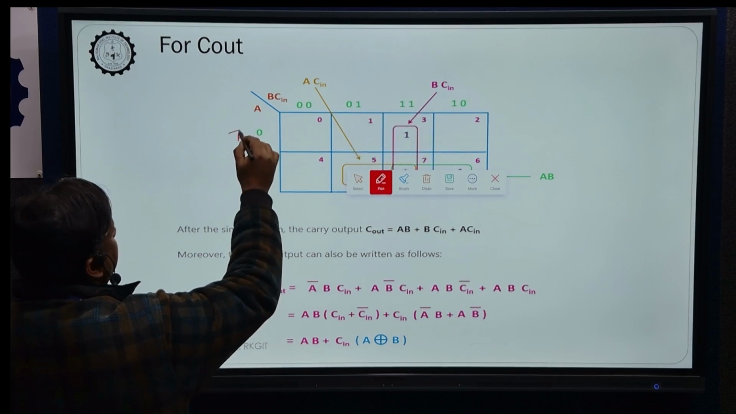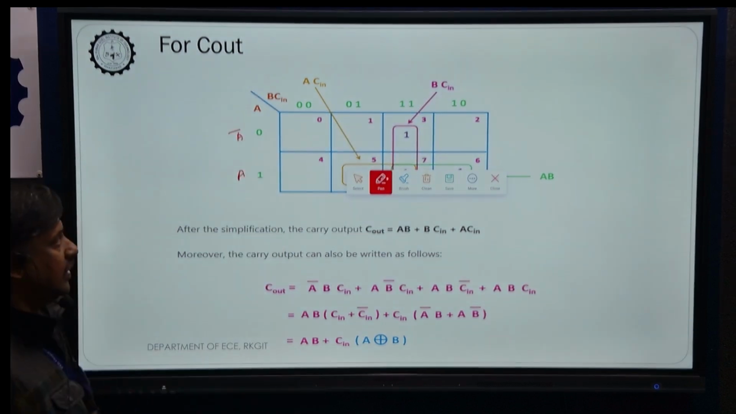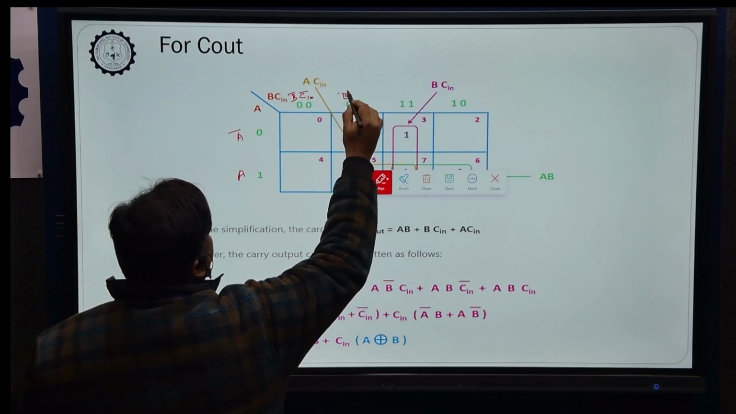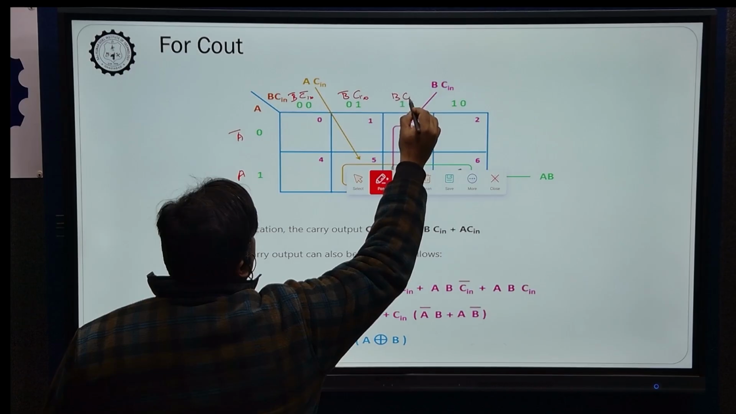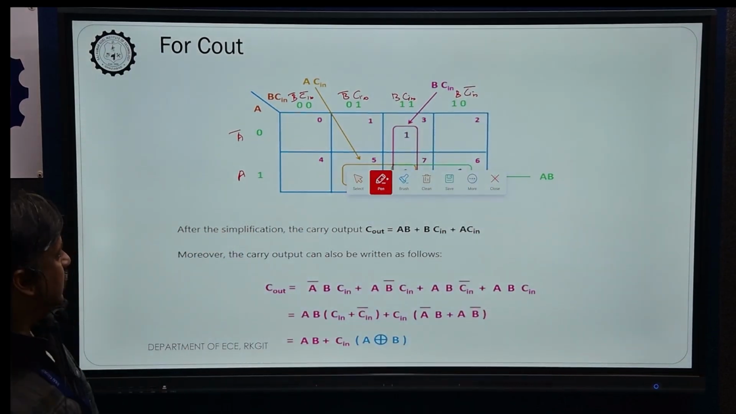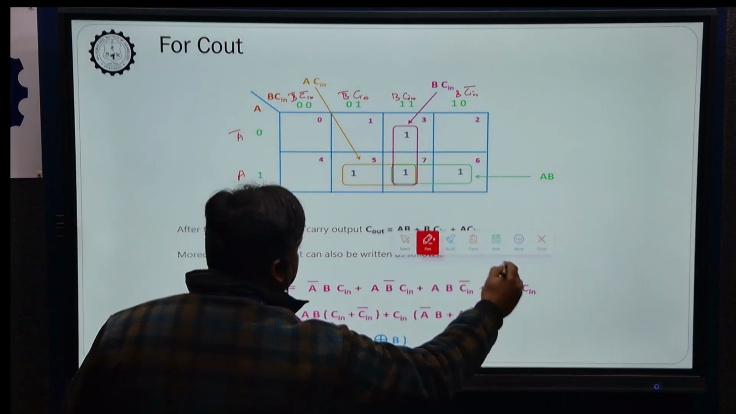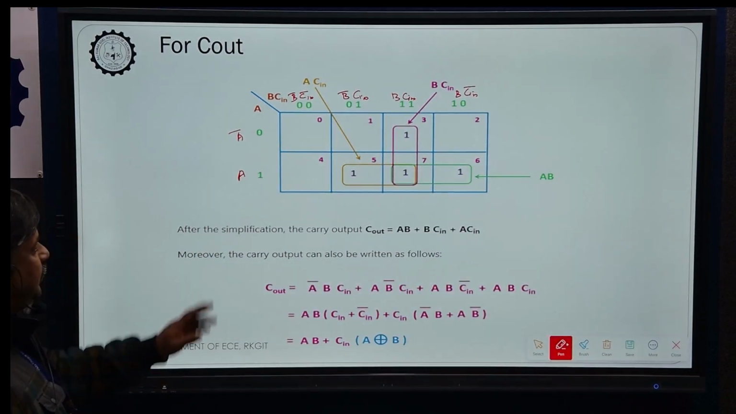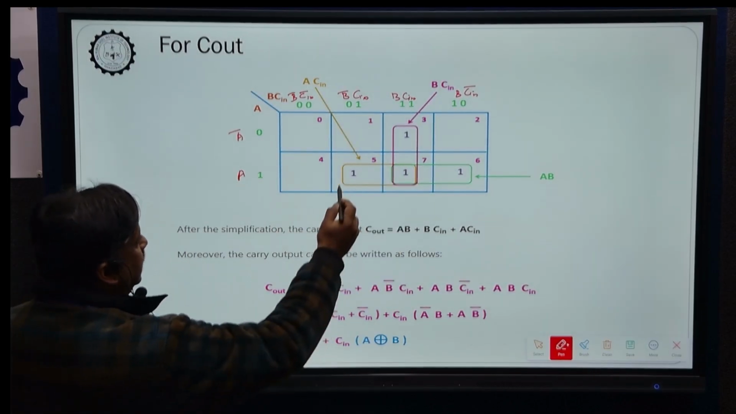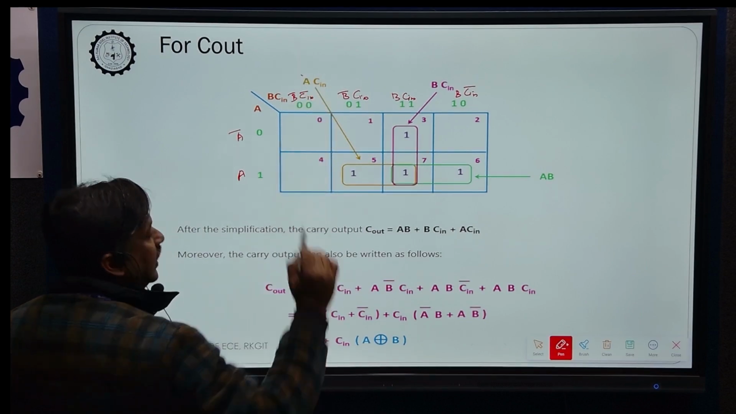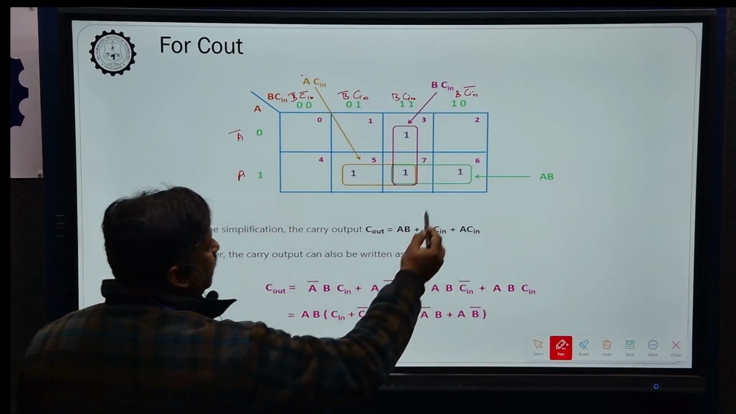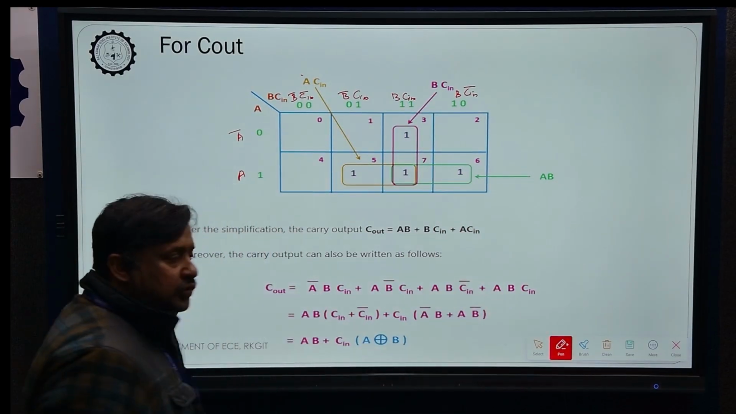So this is A bar, this is A. Similarly this is B bar C in, B C in bar. Okay, so if you see these groups: minterms 5 and 7 belong to A and C in, minterms 3 and 7 belong to B, C in, and minterms 6 and 7 go to A, B.